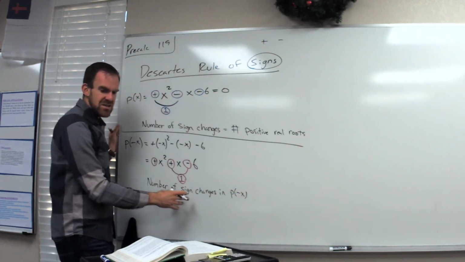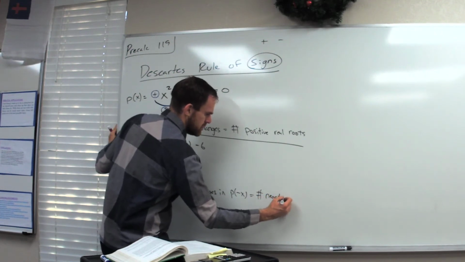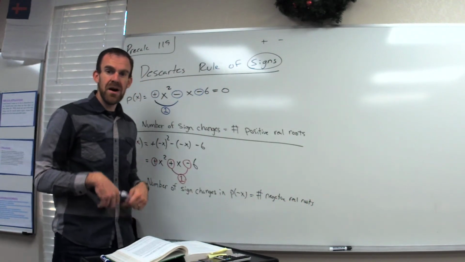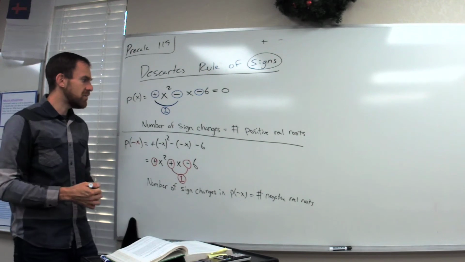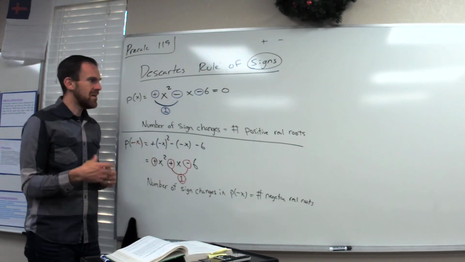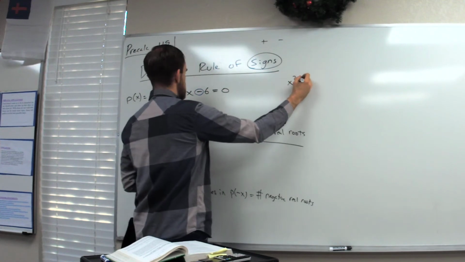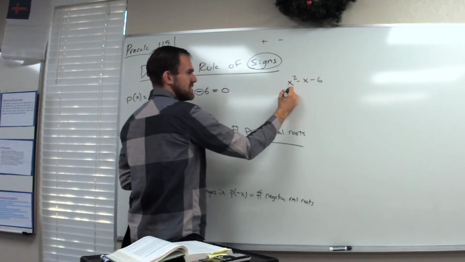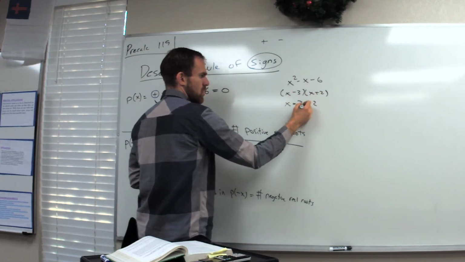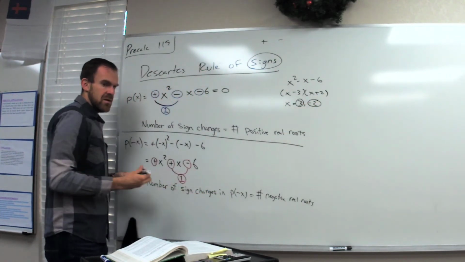So the number of sign changes in p of negative x is the number of negative real roots. So one of these problems could say, how many positive real roots and how many negative real roots are there of this equation? And you would use Descartes' rule of signs to find it. Are we surprised if I actually just factored this one? This is x minus 3, x plus 2. So you know that you get one positive and one negative. So we're not surprised.